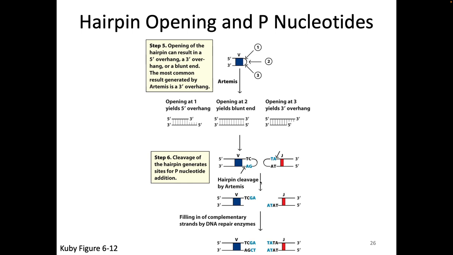So here is my DNA before RAG1 came along. I got a nick. Now I have my free OH. This OH is going to attack that P, that phosphate. I'm going to have a bond right there. Okay? And it's a bond between a phosphate and a hydroxyl. There's also a similar bond right there, and right there, and so on down the strand. So you can see all sorts of bonds that are basically chemically the same bond.